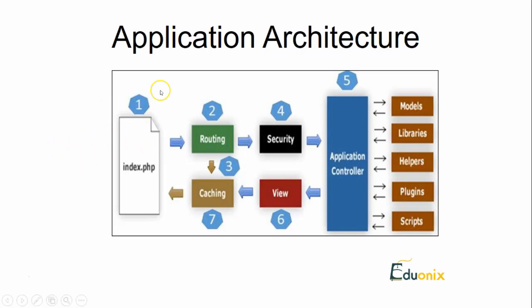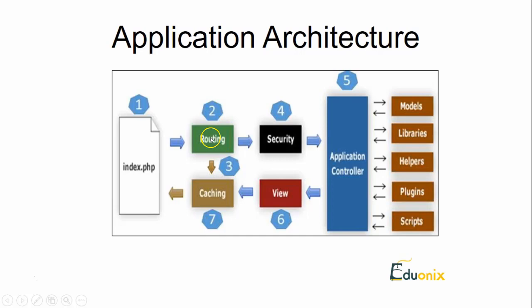First comes the first step, that is index.php. As shown in this figure, whenever a request comes to CodeIgniter, it first goes to index.php. Index.php verifies what page it is, and that verification is done under step number 2, that is routing. Routing will decide whether to pass the request we are getting from index.php to step number 3 or step number 4. Step number 3 is for caching, and step number 4 is for security.